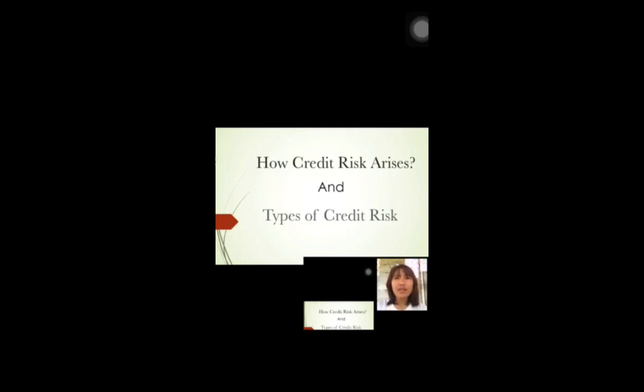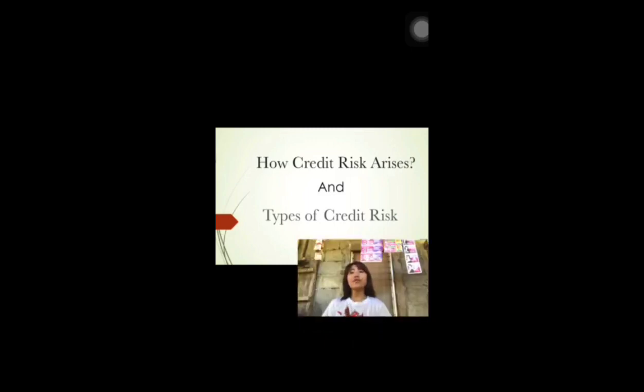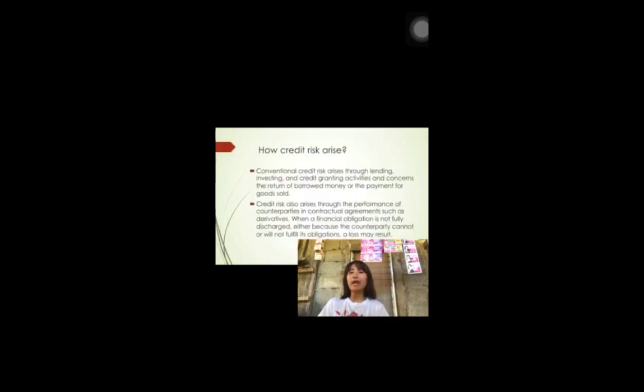So, the topic I have to report is all about how credit risk arises and types of credit risk 1, 2, and 3. So, how credit risk arises: first, we need to know what credit risk is all about. Credit risk is the possibility of a loss happening due to a borrower's failure to repay a loan or to satisfy contractual obligations.